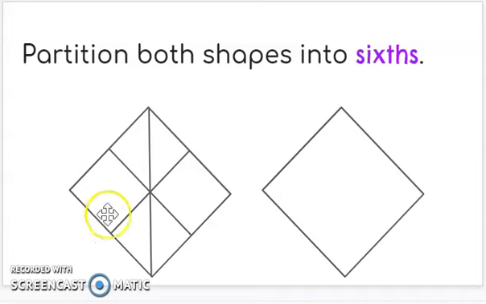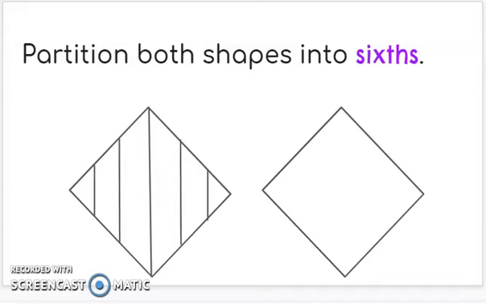Now I have 6 pieces, don't I? But can I call these sixths? No, I can't, because look how big these pieces are and how small these are. That is not a fraction because they are not equal sized pieces.